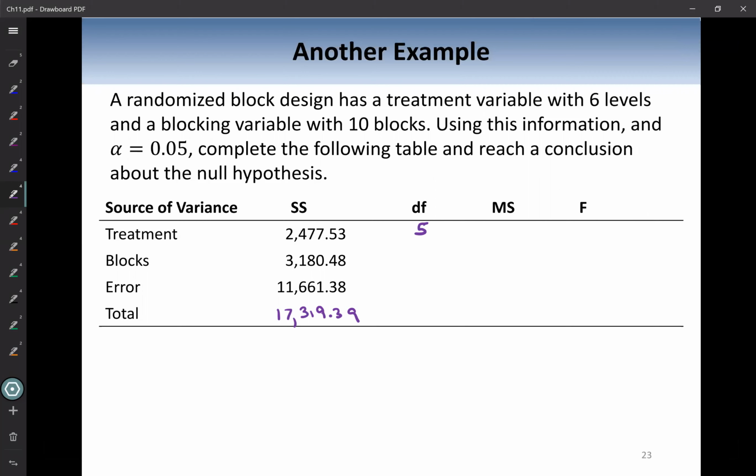Then for the blocks, we have 10 blocks, so that would be n minus 1, so 10 minus 1 is 9. Then for the error, you just multiply those two. 5 times 9 gives us 45.